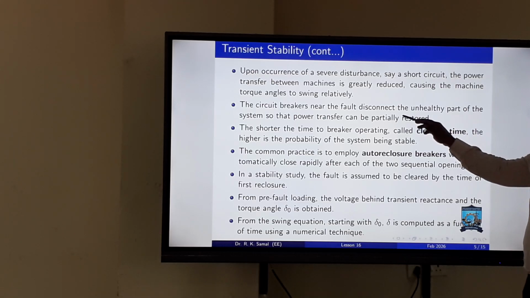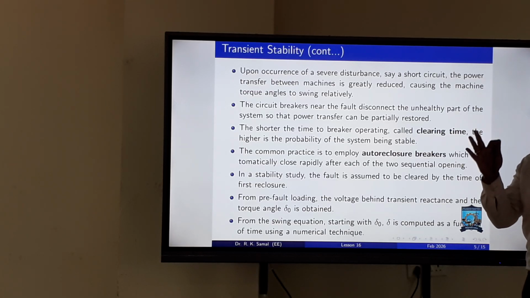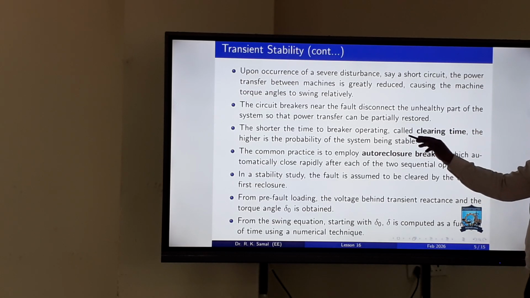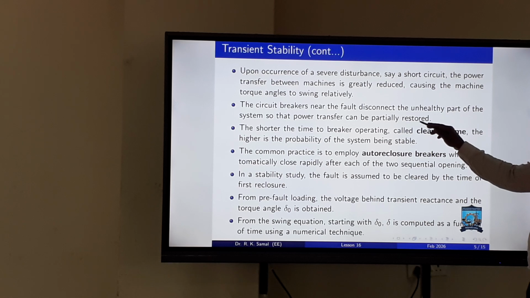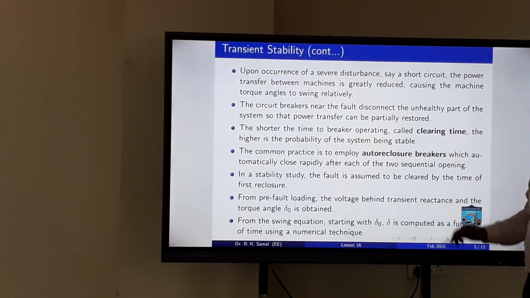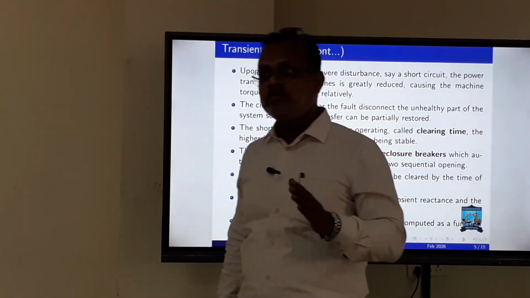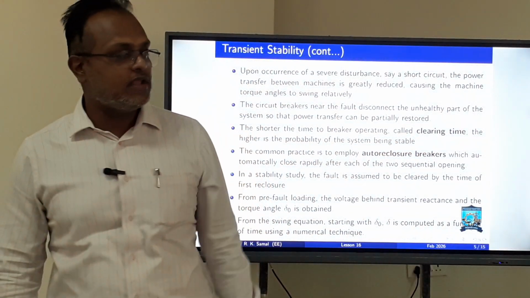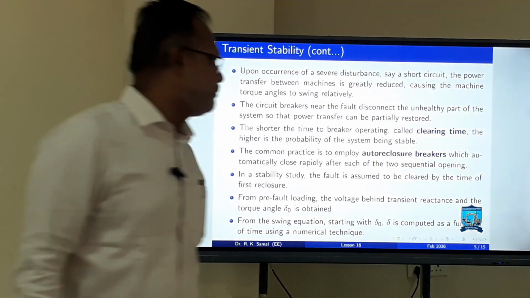The circuit breaker near the fault disconnects the unhealthy part of the system so that the power doesn't go to the ground. It follows a different path. That's why the circuit breaker isolates the circuit. The shorter the time to breaker operation, the better it is, and that time is known as clearing time. I told you the generator angle can go beyond 90, but that's a limit before which the circuit breaker must operate. That is known as the clearing time. A 2-mark question can come in your exam: what is clearing time?